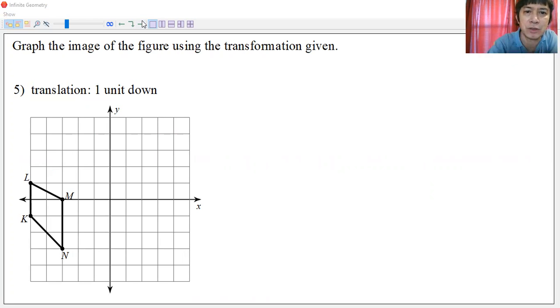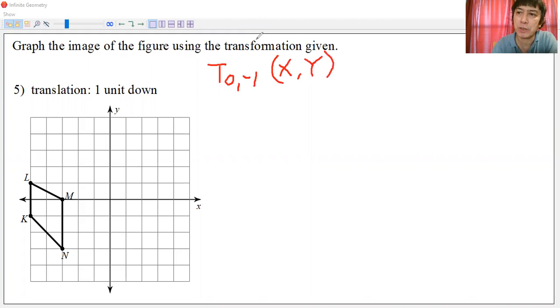So this is translation 0. And then 1 unit down. So going down is negative. So going up is positive. So this means 1 unit down, it's a -1. So our numbers after the letter T: 0, comma, -1. This affects all points.